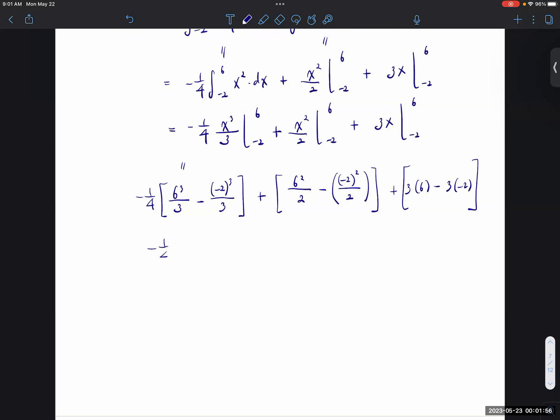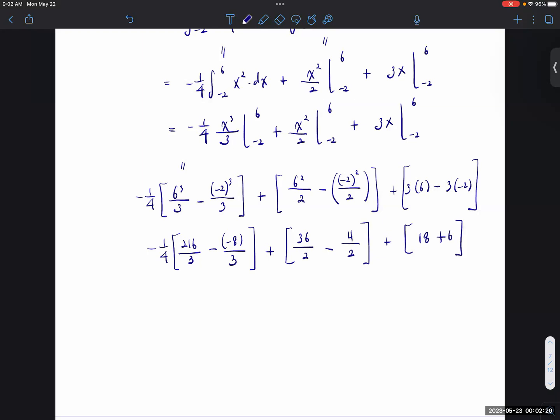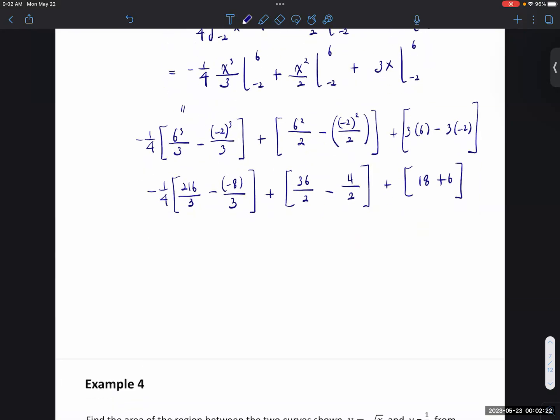So negative 1 over 4. What is 6 times 6 times 6? 216 over 3. And then minus negative 2 cubed, which is negative 8 over 3. And then 36 over 2 minus 4 over 2. We have 18, and the double negative changes to positive. We good? Now what happened? Negative 1 over 4, right? You're adding them, the double negative changes to positive.